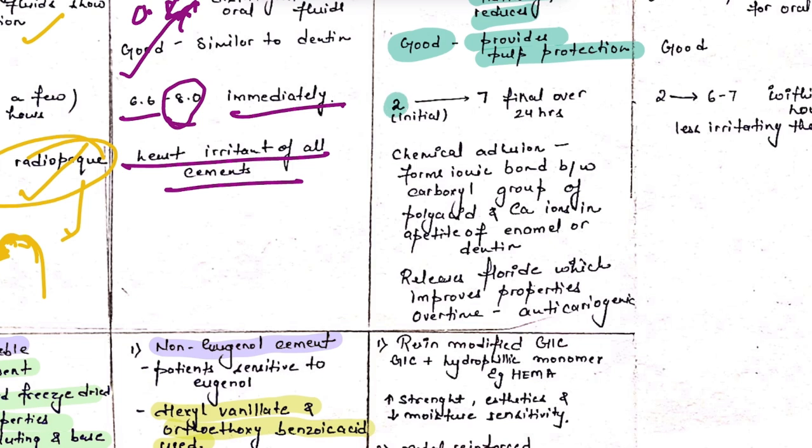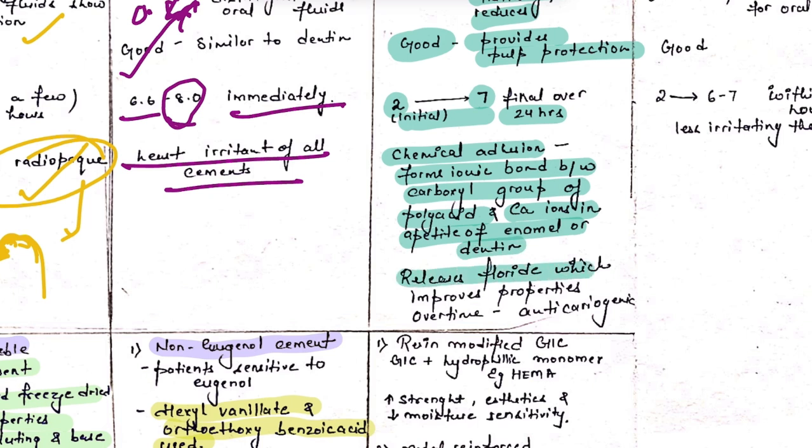The pH again comes into play. The initial pH is very low, so it is very acidic. It takes about 24 hours to get to a neutral pH. Then coming to the distinct feature, chemical adhesion. So how does it bond chemically? It forms an ionic bond between the carboxyl group of the polyacid and the calcium ions of the apatite of enamel or dentine.